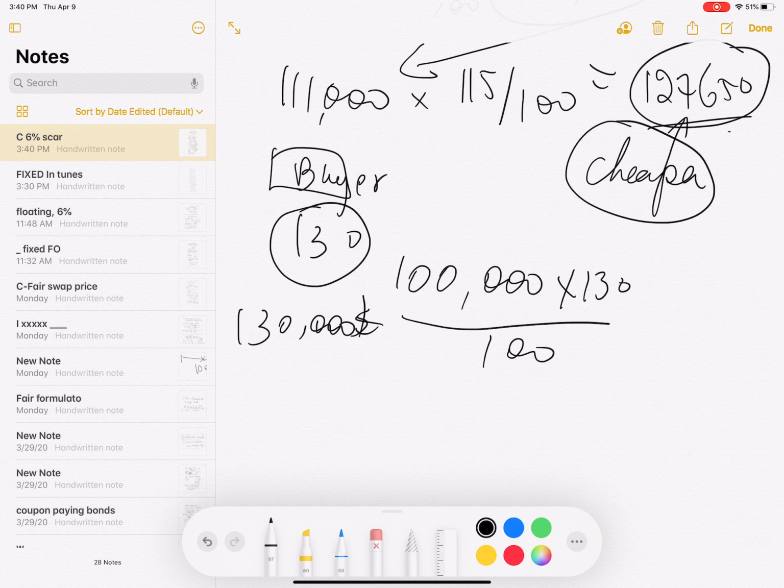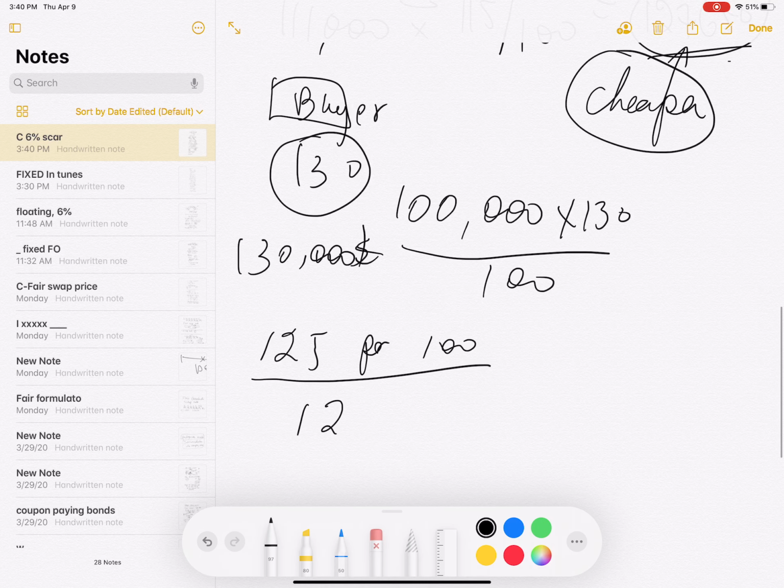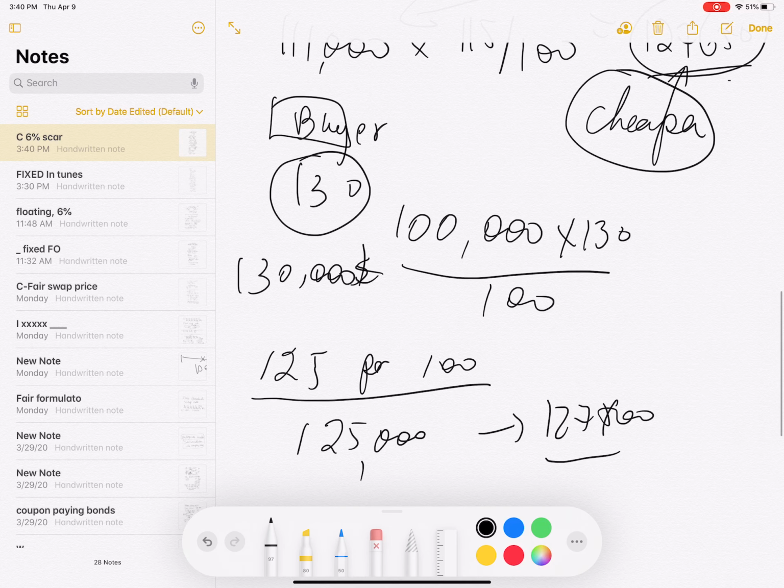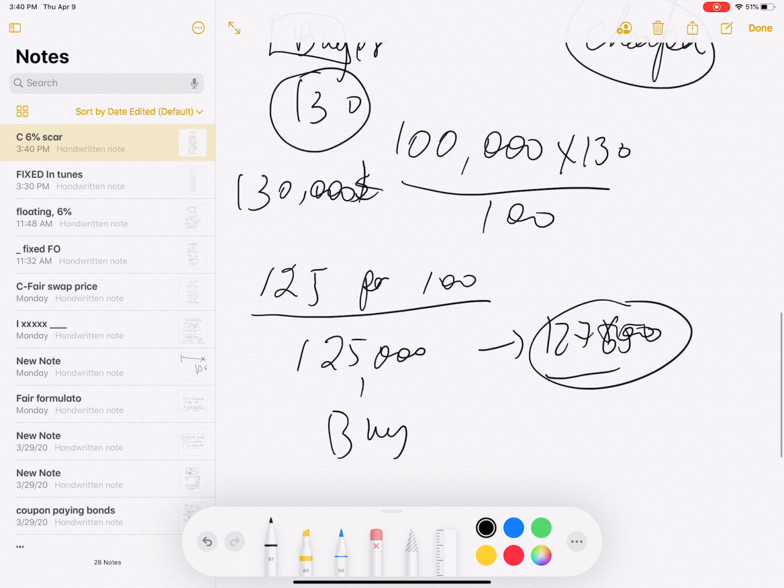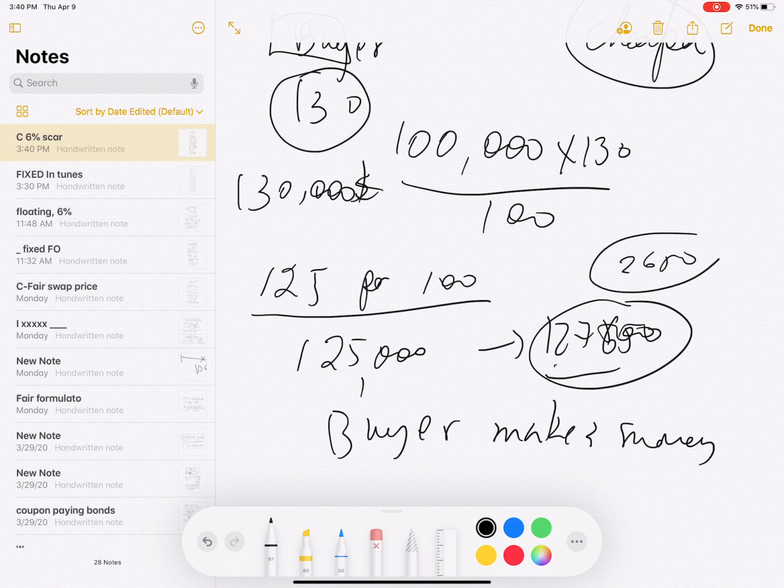Now, if the buyer, let's say, would pay $125 per 100, then the story is 125,000 compared with 127,650, sorry. Okay, so then the buyer actually makes money because he can go to the market and sell this bond for $127,650. He just paid $125,000, so he is actually going to make $650.